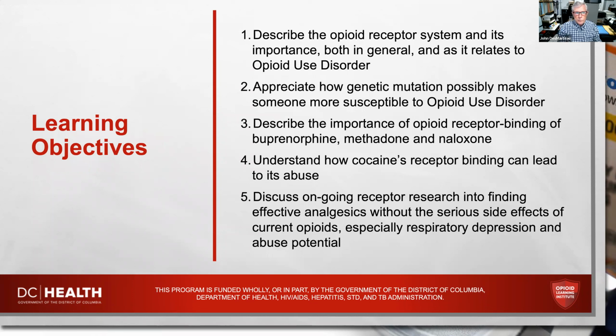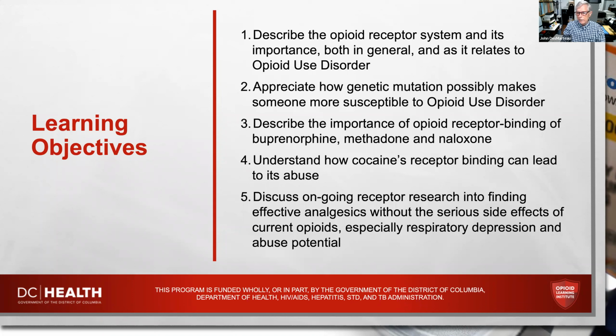Our learning objectives: I'm going to describe the opioid receptor system and its importance in general, and as it relates to opioid use disorder. Appreciate how genetic mutations possibly make someone more susceptible to opioid use disorder. Describe the importance of opioid receptor binding and the relation with buprenorphine, methadone, and naloxone.